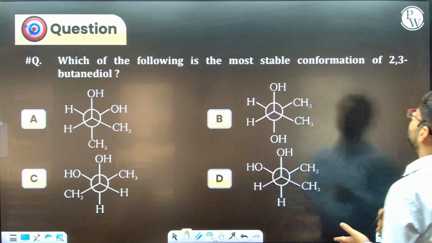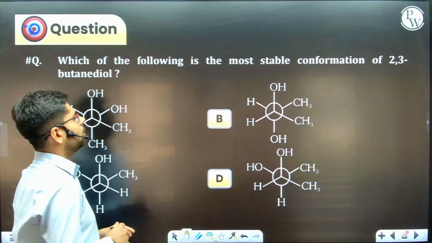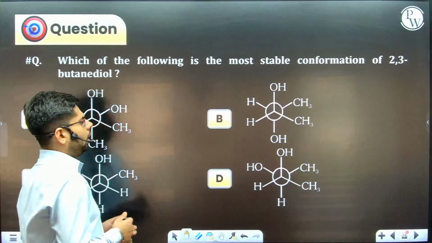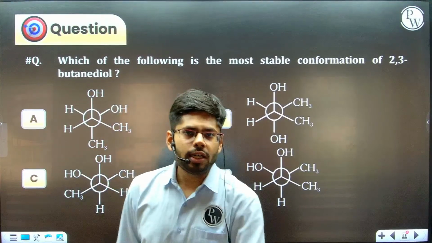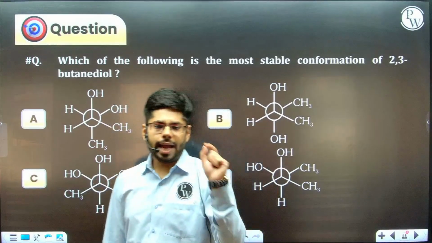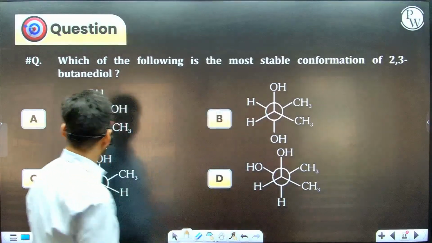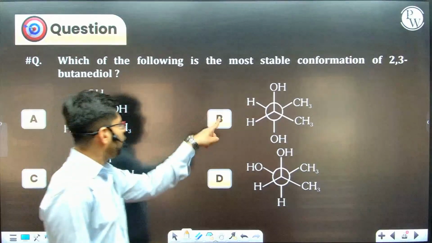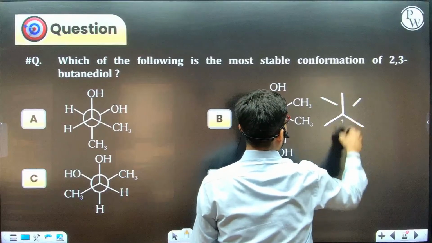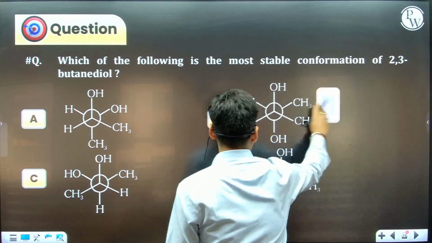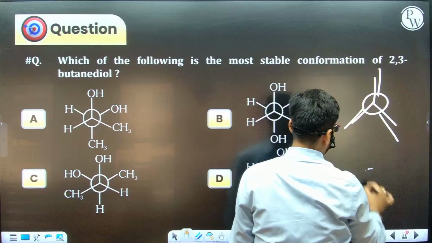Which of the following is the most stable conformation of 2,3-butane diol? All right, very interesting question. Now, in such a question, we have to see whether the conformer is staggered or eclipsed. Always remember that eclipsed conformers are less stable than staggered conformers. That is the first thing. Now, here all the 4 conformers given are staggered, because one is this and the other one is this. So this is staggered, right? There is no eclipsed conformer. What is eclipsed? This is eclipsed. This is eclipsed. This is eclipsed.